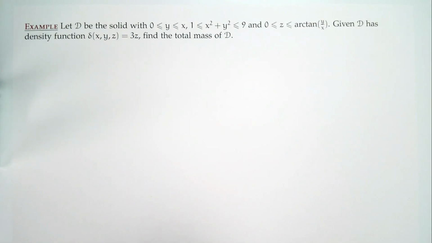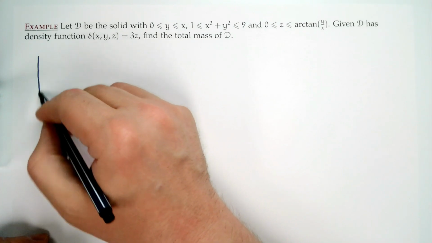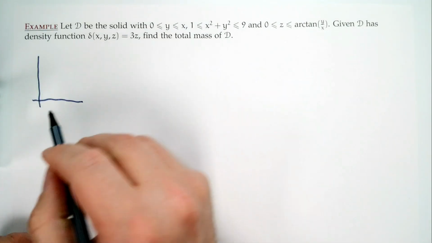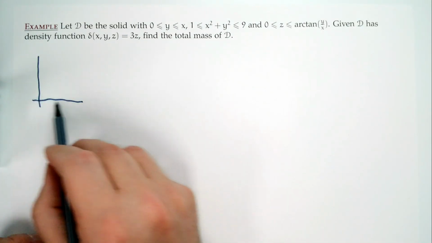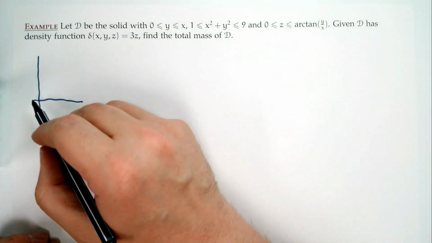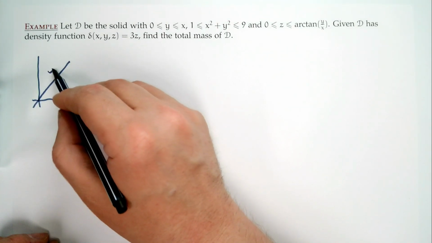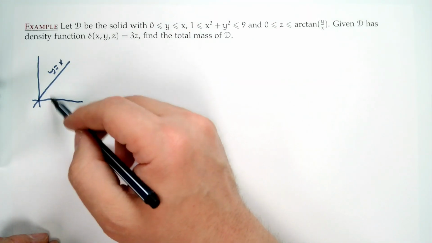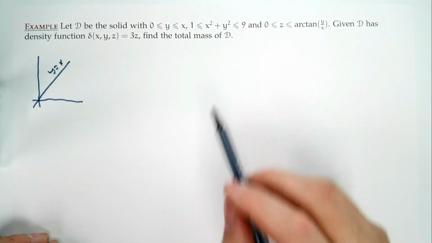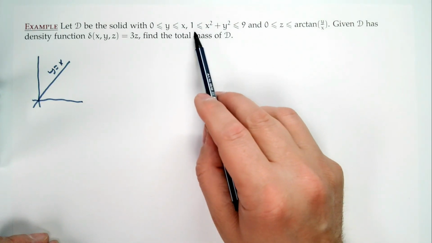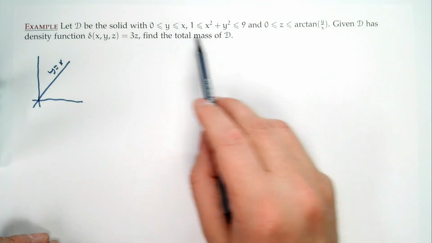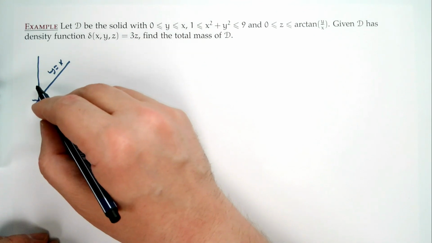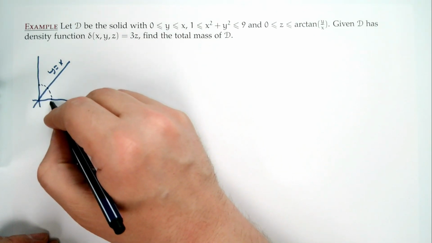Well, if we look at it, we can kind of quickly spot what's happening. y equals 0 is the x-axis, and then we have this line y equals x. So I'm somewhere between this part. So I'm in that part right there. But we also know 1 is less than or equal to x squared plus y squared. Well, x squared plus y squared equals 1. That's a circle of radius 1.